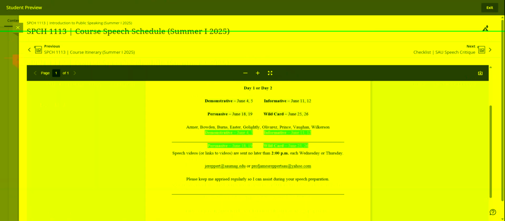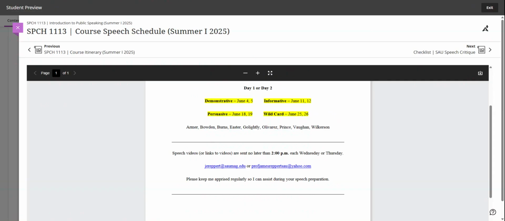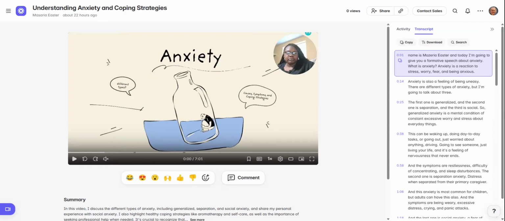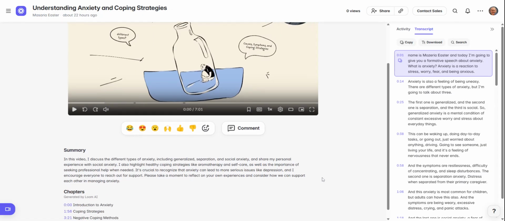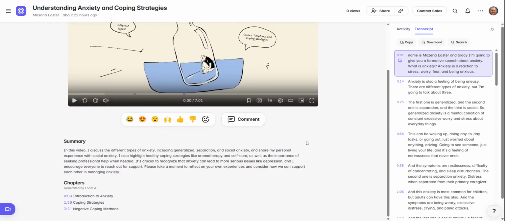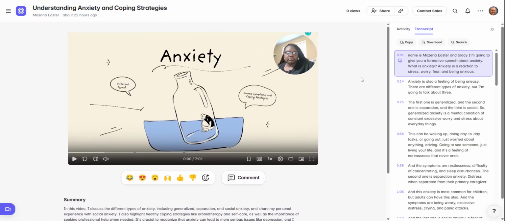Let's begin with our first informative speech of the day. Her graphic will be on the screen shortly. I will take off the mute. This is an informative speech on anxiety. When you look in the upper left-hand corner, remember artificial intelligence is not only creating the title, but also the summary. And as you can see, it also has broken it down into chapters with the transcript for her speech being on the right-hand side.